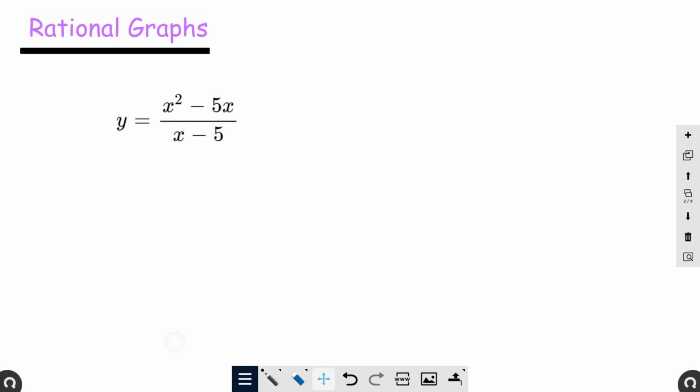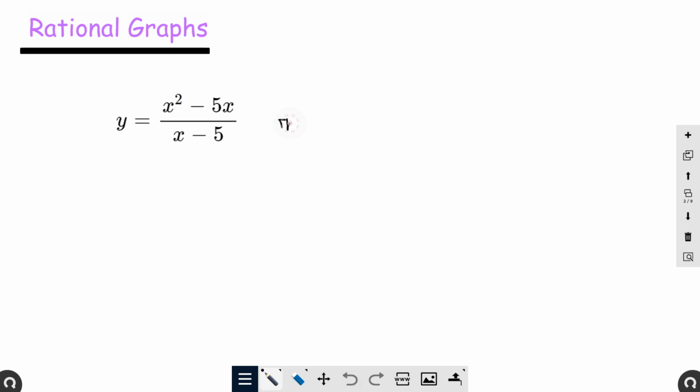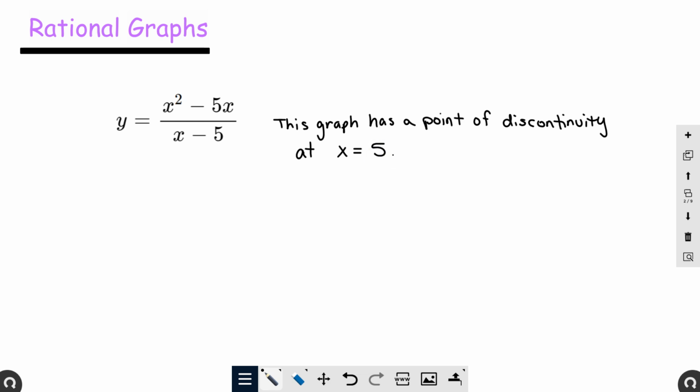But again, that's the only one that we are going to graph, so just add this to your notes. This graph has a point of discontinuity at x equals 5.